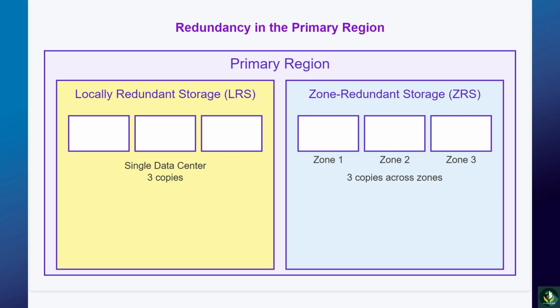While LRS is the most cost-effective option, ZRS provides a better balance of cost and protection for many scenarios where high availability is crucial. Remember, this diagram represents redundancy only within the primary region. For protection against region-wide failures, you would need to consider geo-redundant options, which replicate data to a secondary region.